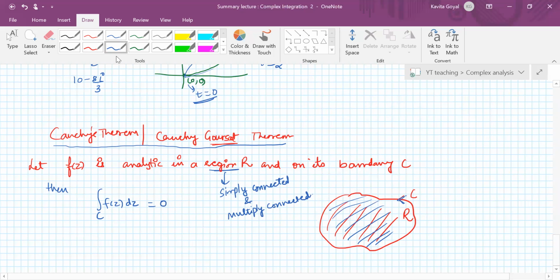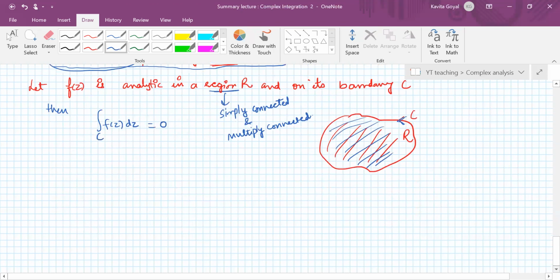And then we have a converse. For Cauchy's theorem, we have the converse also. The converse is only for simply connected region. The converse is called Morera's theorem. We will be doing problems based on these, but we are not proving it. For proof, we can go to detailed videos.